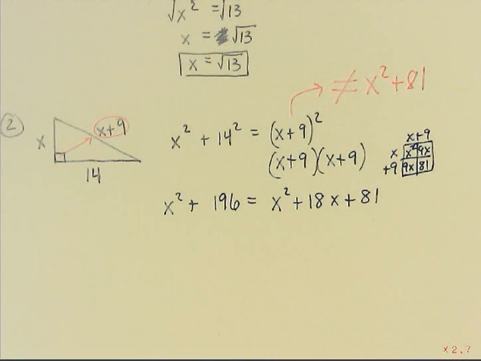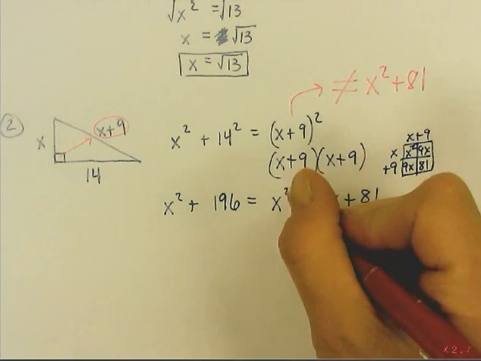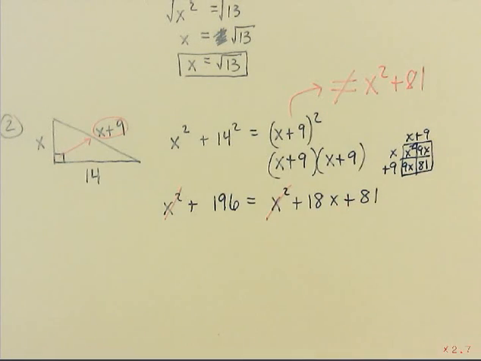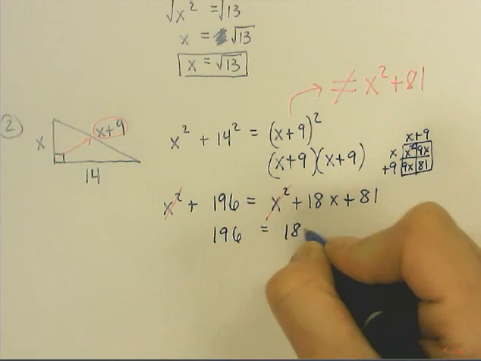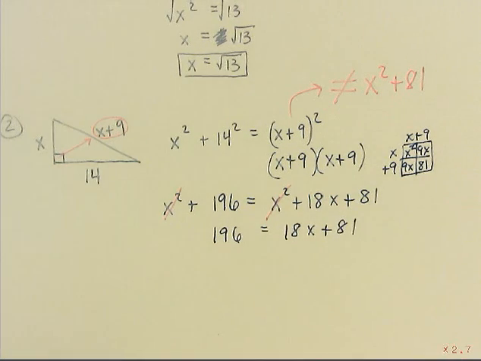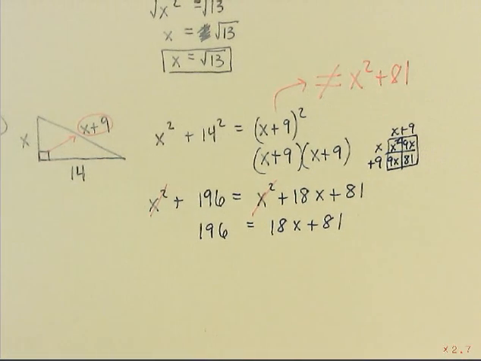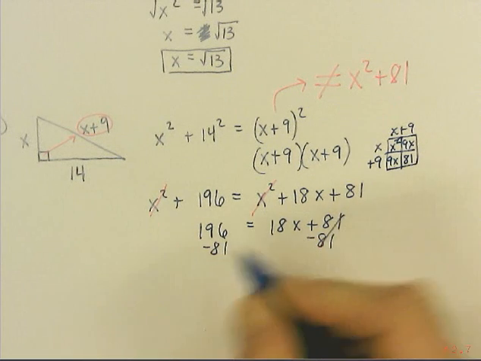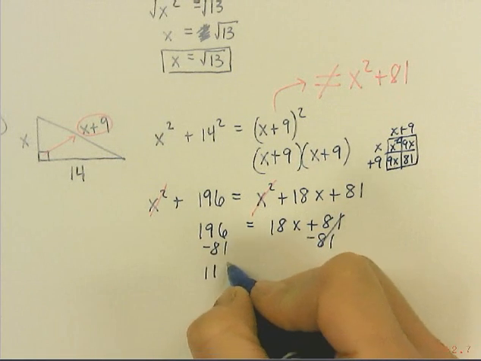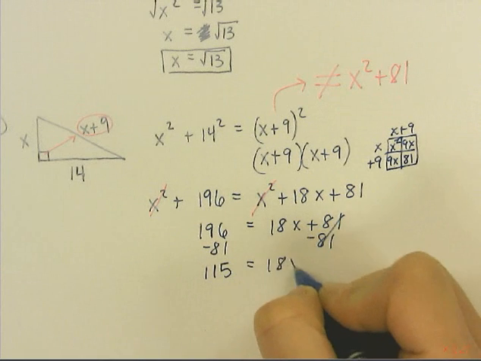And you got this equation in Integrated 1, which nicely, these x squareds canceled. You go, oh, okay, those go away. And we're left with 196 equals 18x plus 81. And to solve for x, we can subtract 81 from both sides. And we get 115 on this side equals 18x.